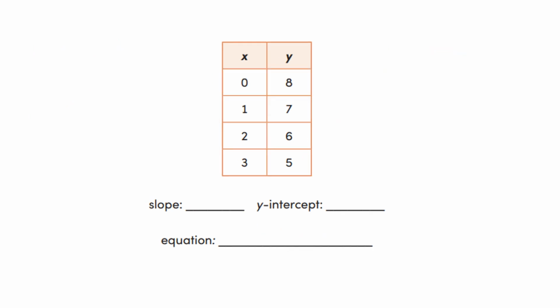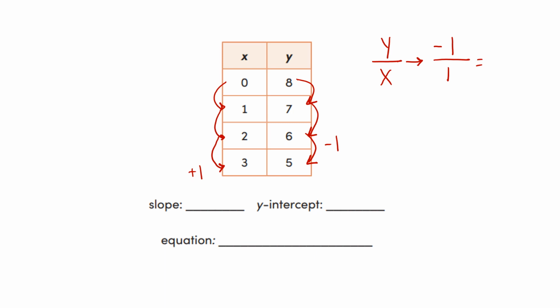For our second table, we're going to again find our pattern. 0, 1, 2, 3 is a pattern of +1. 8, 7, 6, 5 is a pattern of -1. We're going down. Our pattern is written as a fraction, y over x, -1 divided by 1, which is -1. Our slope, the constant of proportionality, is -1.